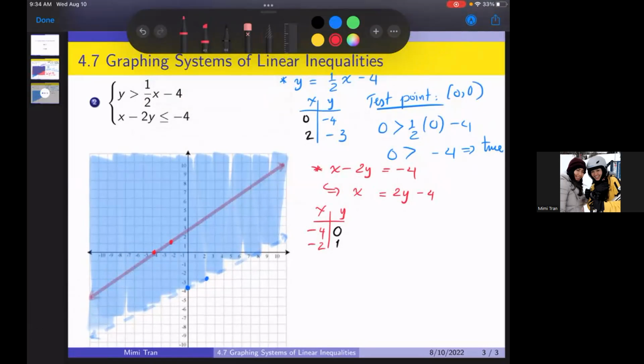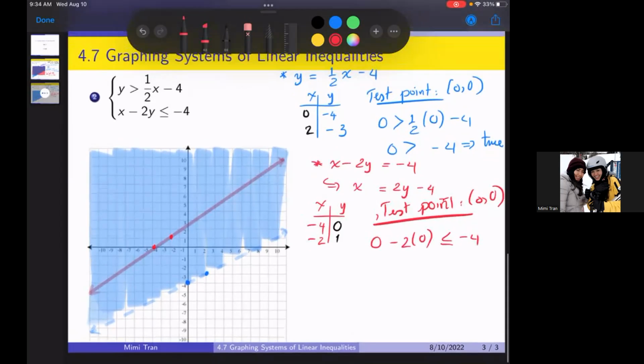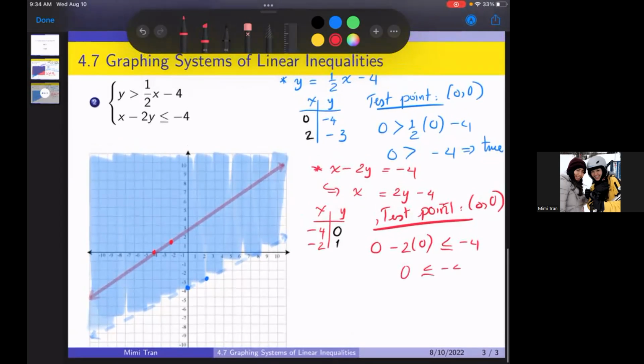And then pick test point. 0, 0 again. You're gonna plug it back into the original. So I have 0 for x minus 2 times 0. Is 0 less than or equal to -4? False or true? False, right? -4 is on the left.